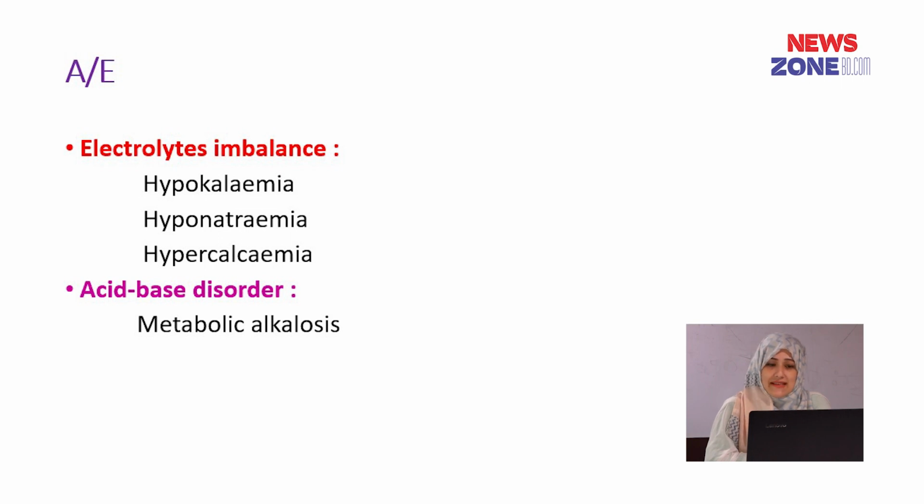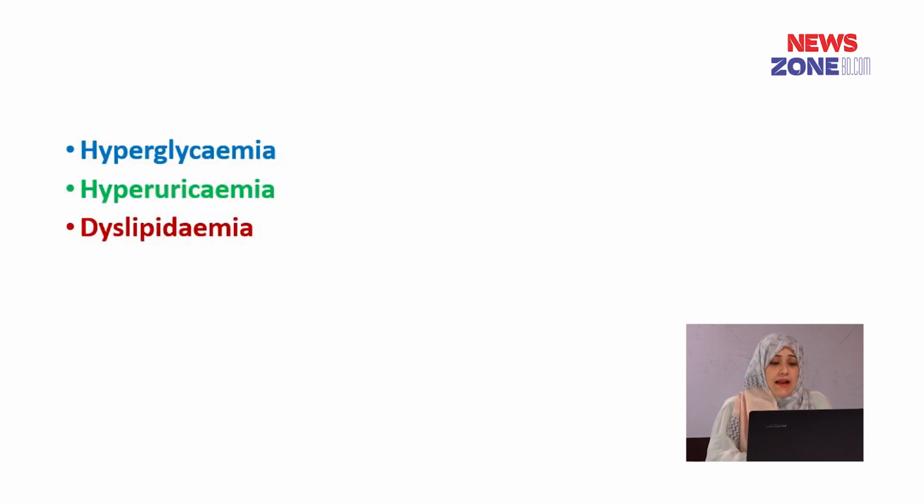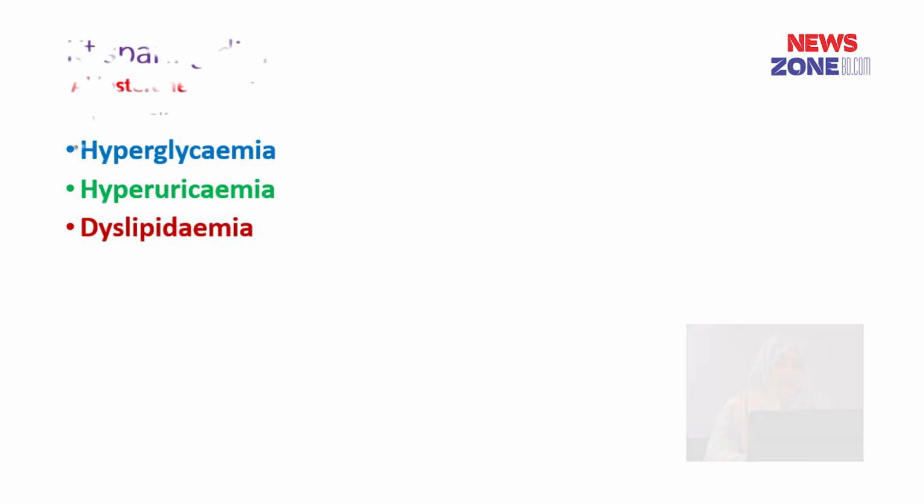Adverse effects of thiazide diuretics: electrolyte imbalance like hypokalemia, hyponatremia, hypercalcemia, and acid base disorder like metabolic alkalosis. And the other adverse effects are hyperglycemia, hyperuricemia, and dyslipidemia.